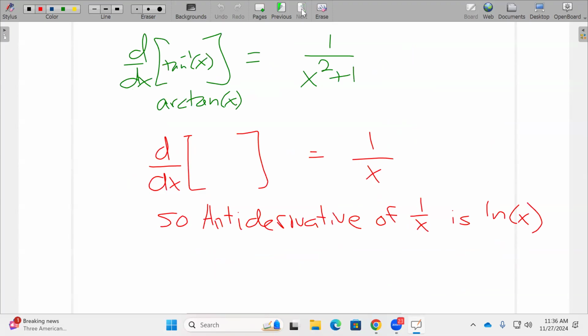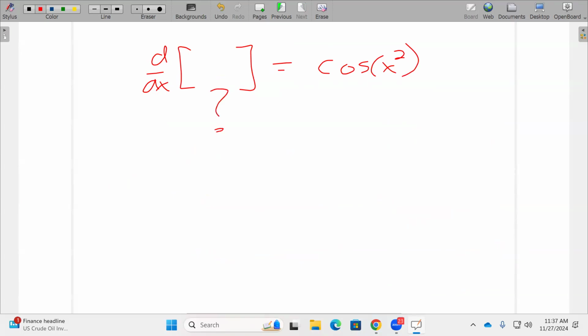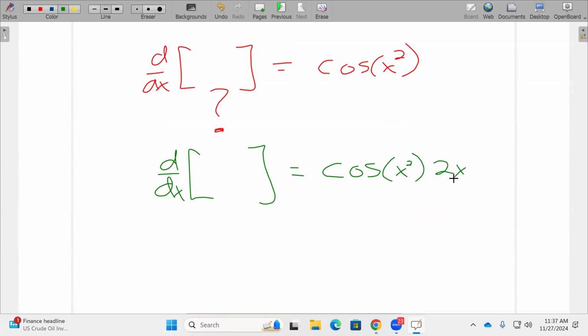Sometimes you can't easily find an antiderivative. So if I said I took the derivative of some function and I got cosine of x squared, we cannot easily solve that. If instead I said I took the derivative of a function and I got the cosine of x squared times 2x, then we can actually solve this one.